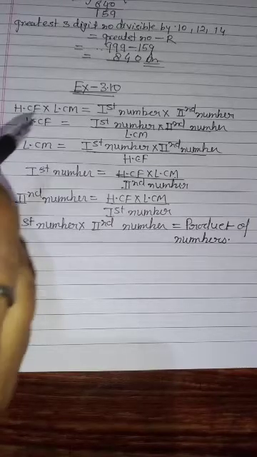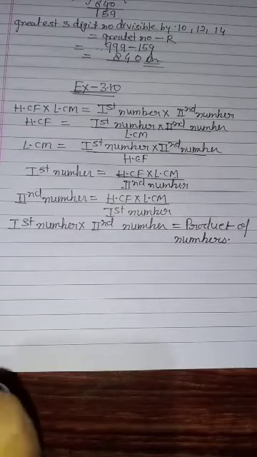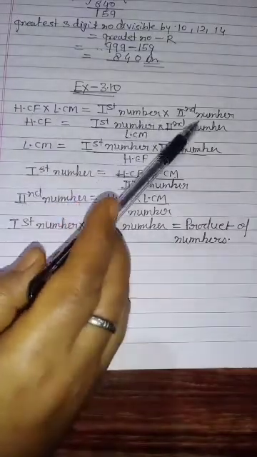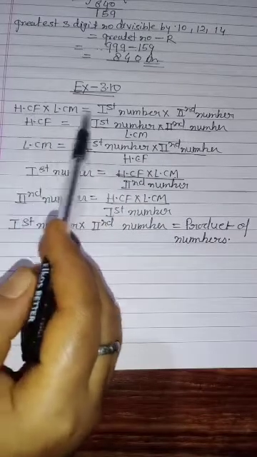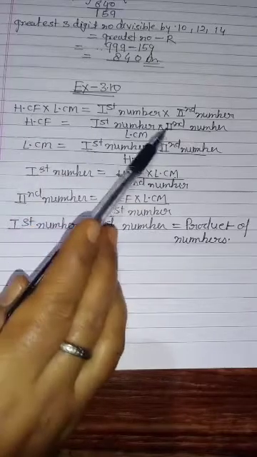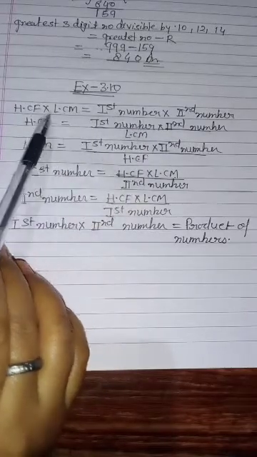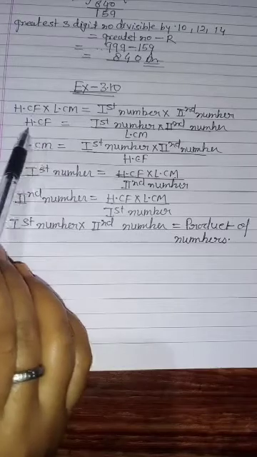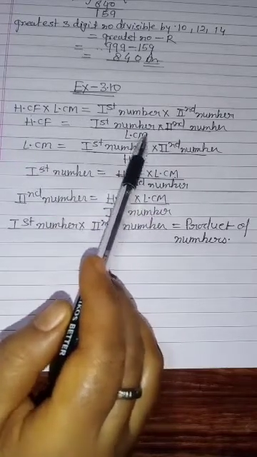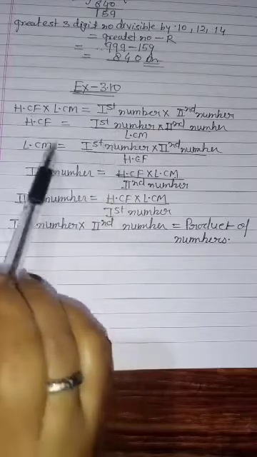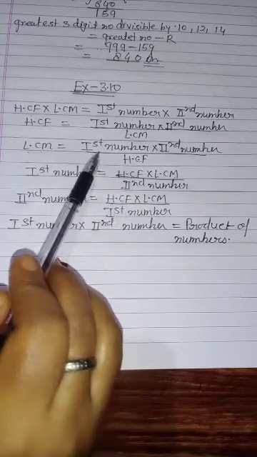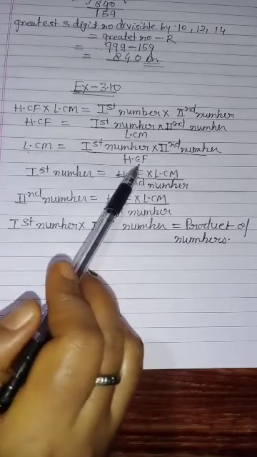Now see, beta, this formula you have learned in class 5th also. HCF into LCM is equal to first number into second number. If it is given in this form, the question will be in this form. Or suppose we are given the first number, second number or LCM and we have to find HCF, then HCF will become first number into second number divided by LCM. In the same way, if we have to find LCM and HCF is given, then it will become first number into second number divided by HCF.